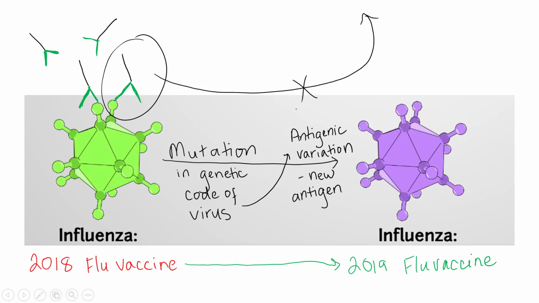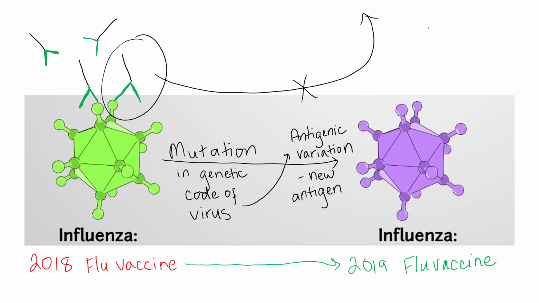So that means that you need to get a new flu vaccine, and that's why it's recommended to get the flu vaccine every year in the fall, right around Halloween, to protect yourself from that particular year's new and improved version of the influenza virus. So recommended you do that.